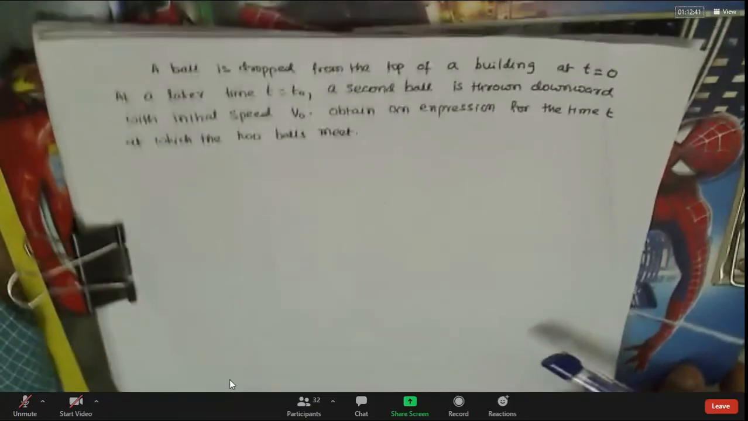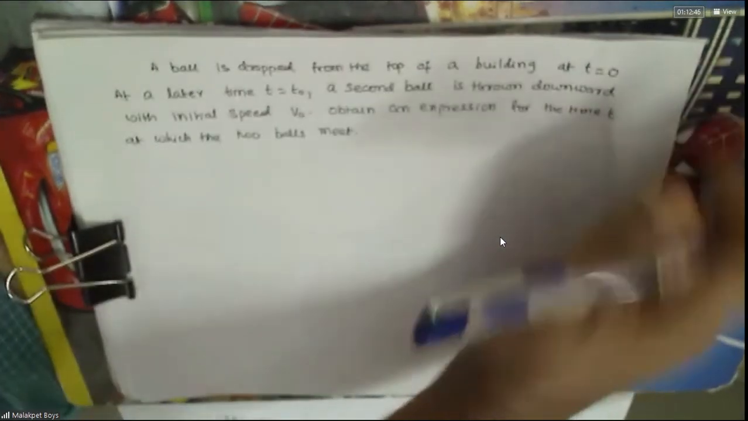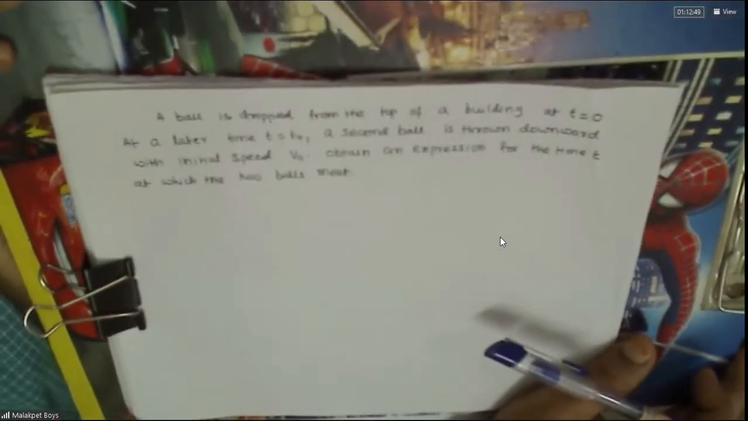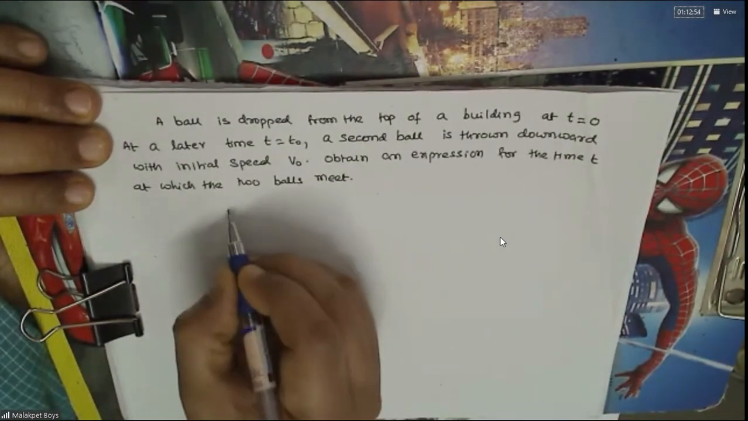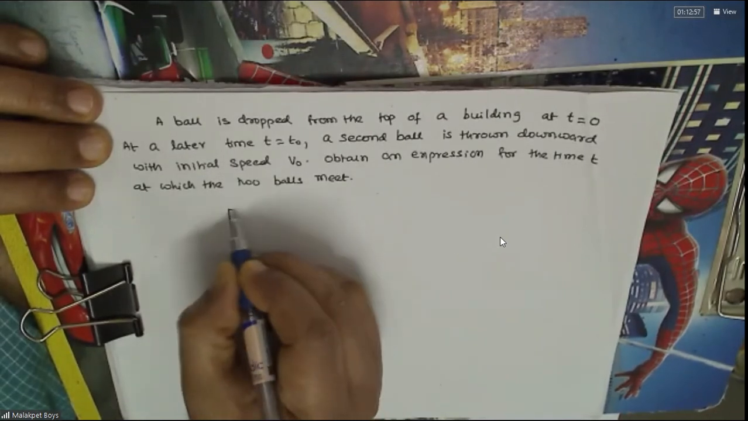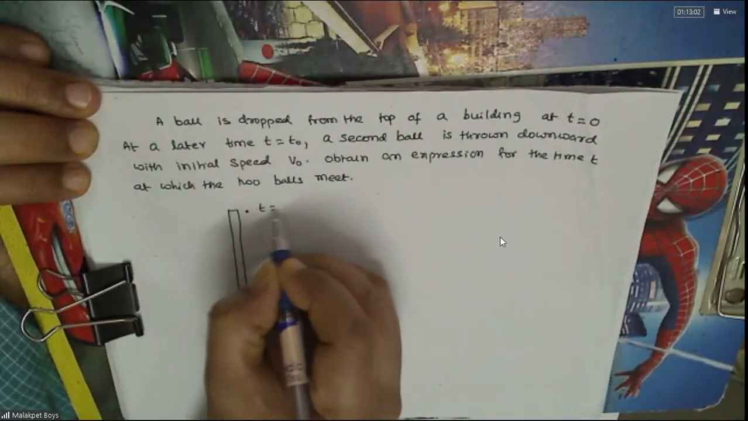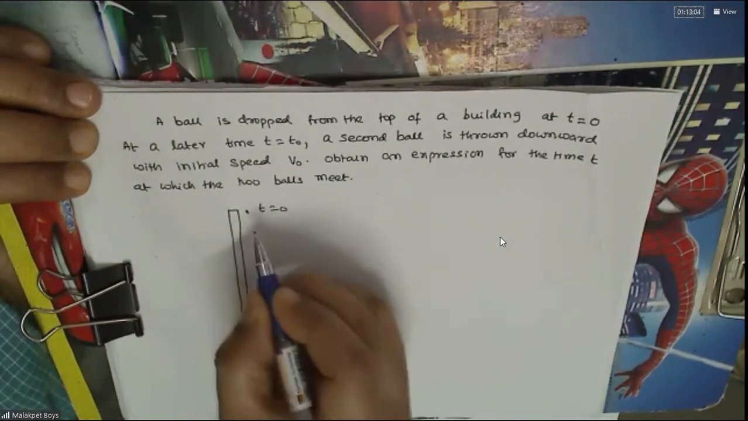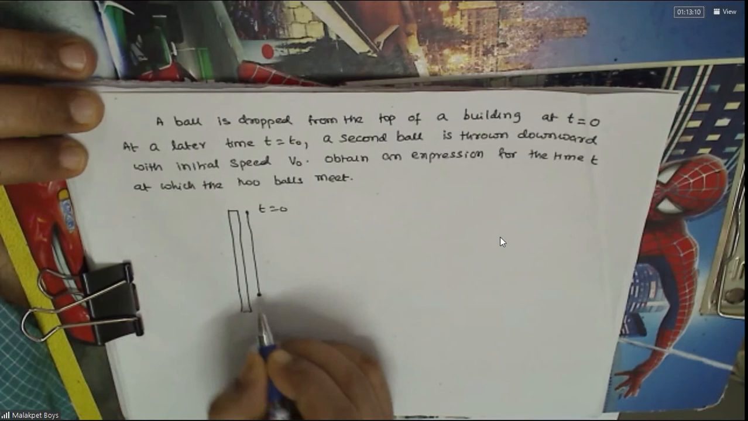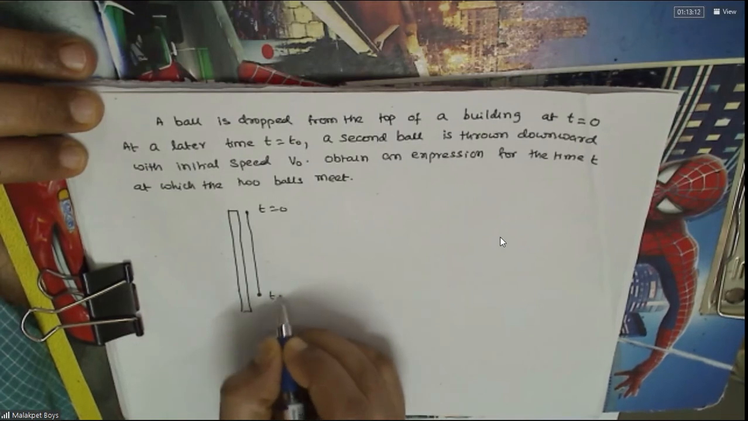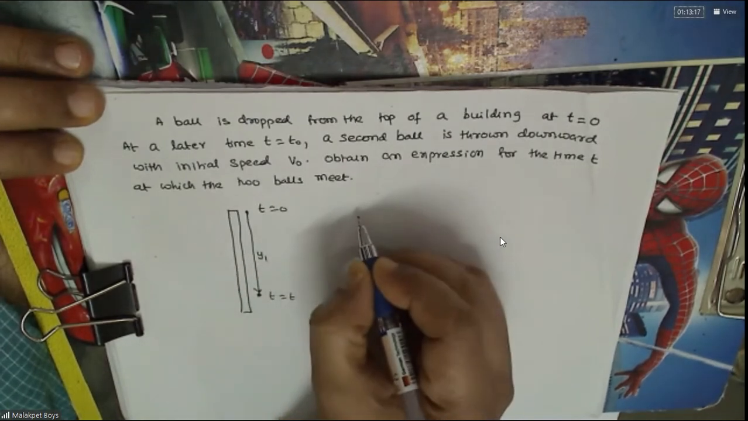See here also, this is one ball. First ball is dropped at t equals to 0. See, it travels here. So here this is some time. So this is y1, I'm taking this. Okay.